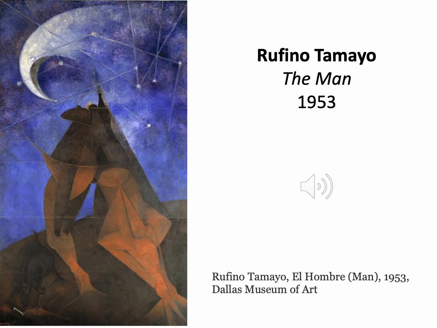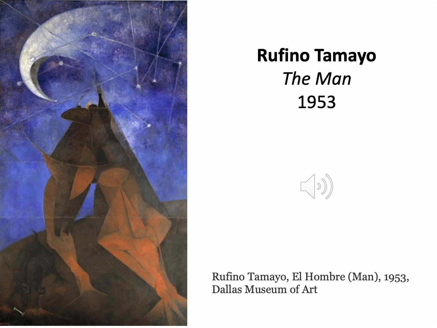Rufino Tamayo's The Man, 1953, offers a powerful modernist alternative to the politically charged murals of his contemporaries. While Rivera, Orozco, and Siqueiros focused on revolutionary themes and historical narratives, Tamayo chose to explore more universal human concerns, existence, emotion, and the individual's place in the cosmos.